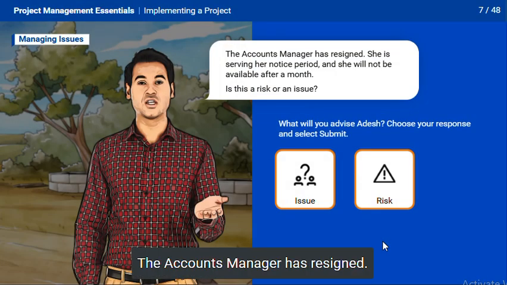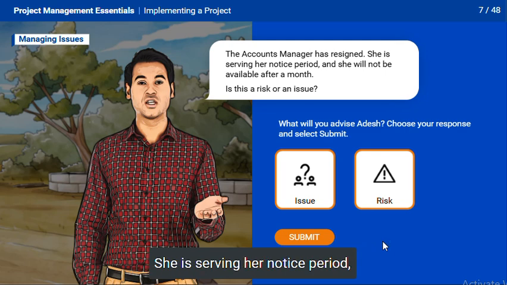The accounts manager has resigned. She is serving her notice period and she will not be available after a month. Is this a risk or an issue?